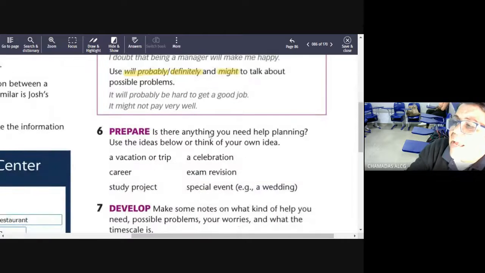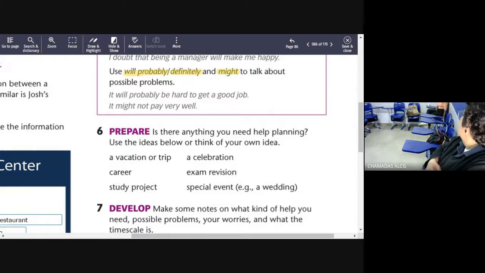So is there anything you need help planning? So here we have some situations that we can think of, like a vacation or a trip, a celebration, like a party. Have you ever had to plan a party or a celebration?